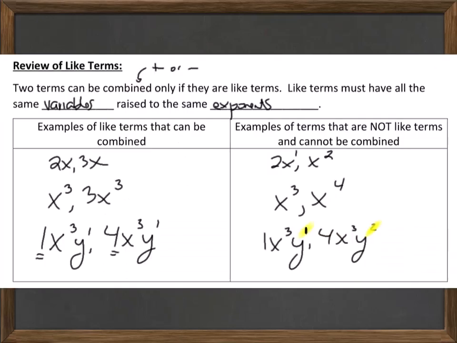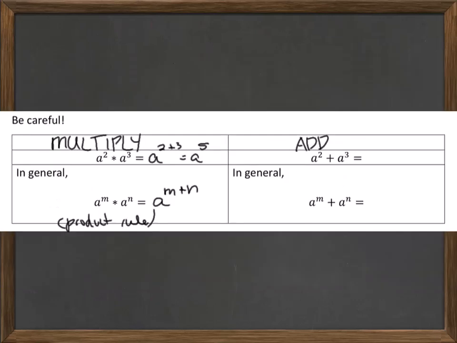So I want to invite you to remember that when we add terms, in order to be able to combine them, we have to have like terms, meaning they have to have all the same variable raised to all the same exponent. So my question to you is: a squared and a to the third, are those like terms? Absolutely not. So there's nothing we can do here and nothing we can do here. Okay, so please, please, please be careful.